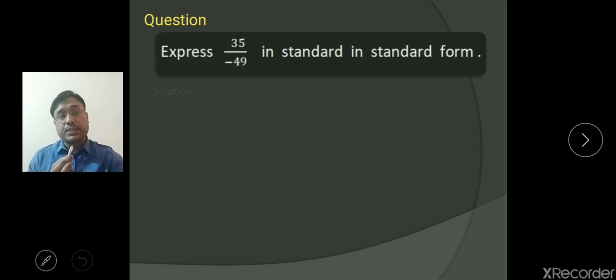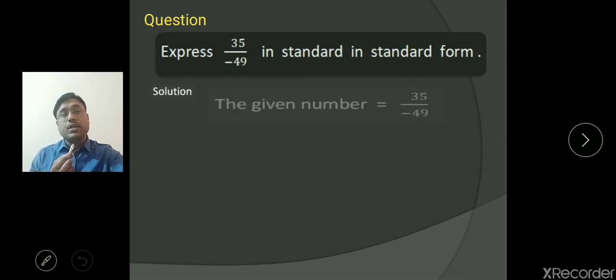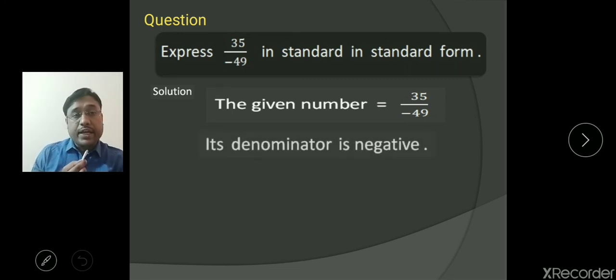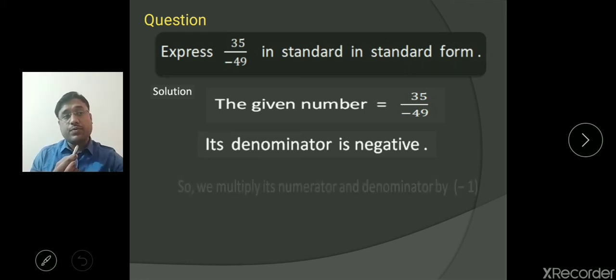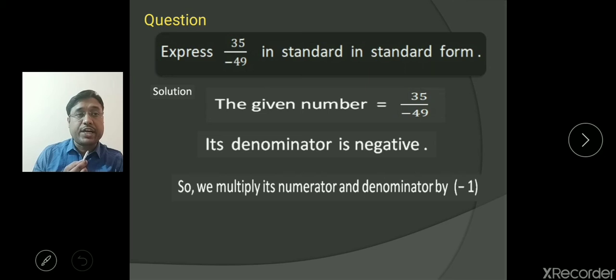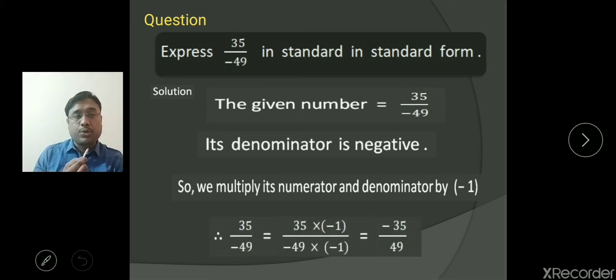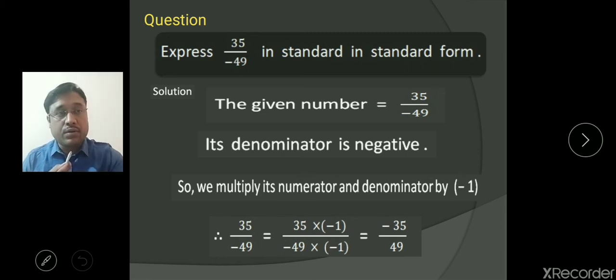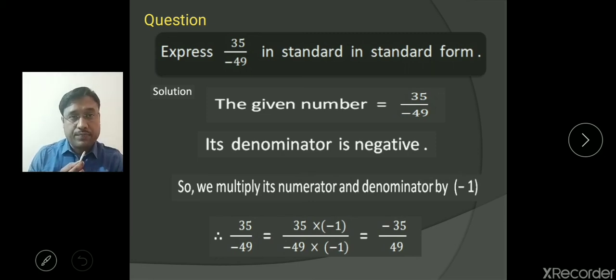Okay, so how you will express that, you can see. The given number is 35 by minus 49. Then its denominator is negative. So we multiply its numerator and denominator by minus 1. Then we will multiply here numerator and denominator by minus 1. So we will get minus 35 by 49. Okay, now the denominator is positive here because you have multiplied both the numerator and denominator with minus 1.